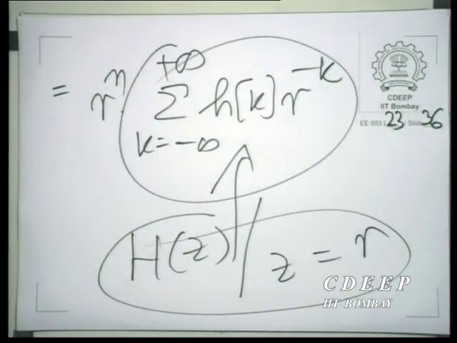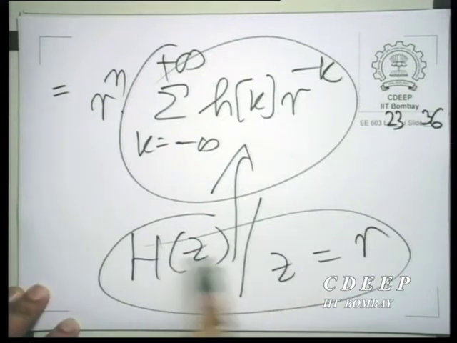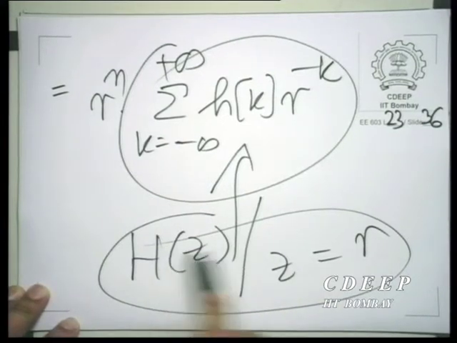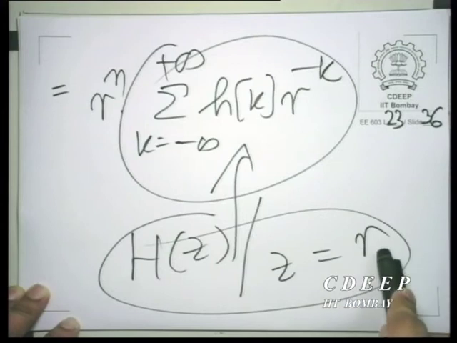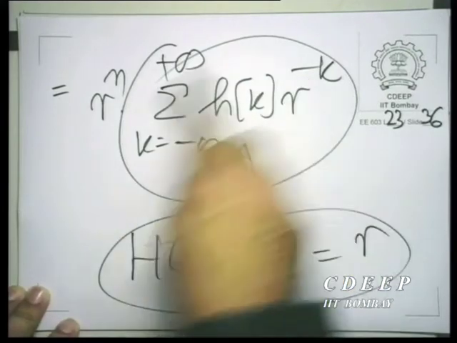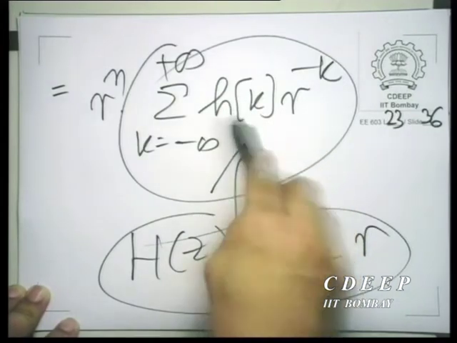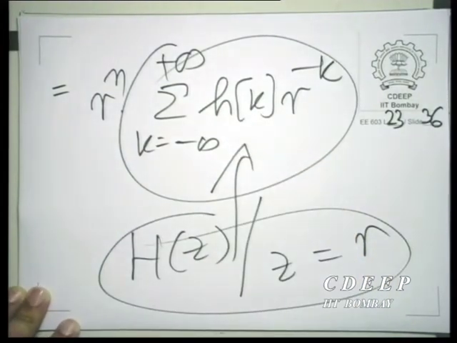It goes into the system and is multiplied by a constant, no other change takes place. Moreover, the constant by which it is multiplied is the value of the system function evaluated at z equal to r. Needless to say, r must be in the region of convergence, otherwise this is not acceptable. This would not converge otherwise. So, r must be in the region of convergence.